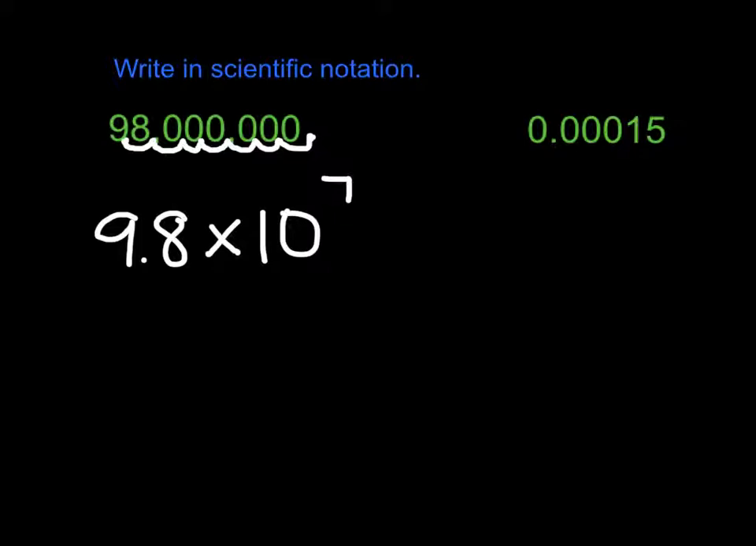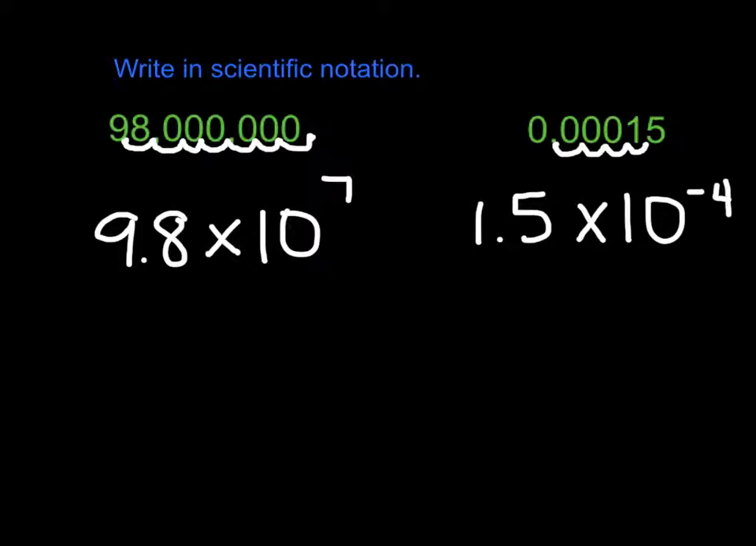On the next number, it's a very small number. We still need a number between 1 and 10, so the only place to put that decimal would be between your 1 and 5. So that becomes 1.5 times 10. Then let's see how we'd have to move that decimal. So we'd have to move it 1, 2, 3, 4 times to the left. So that's 1.5 times 10 to the negative fourth.